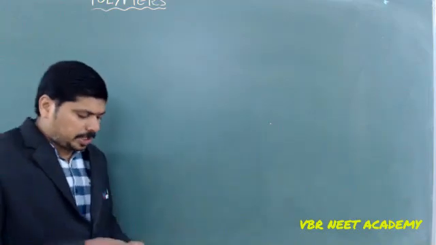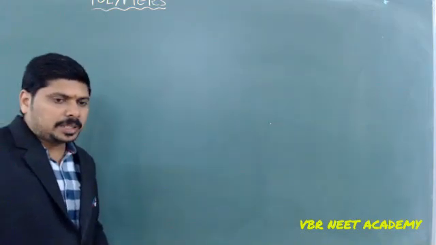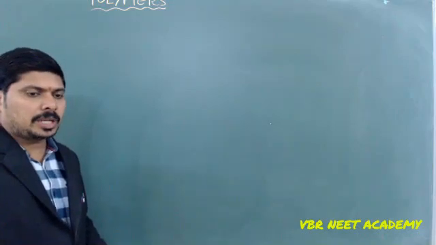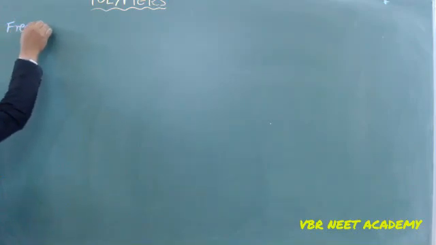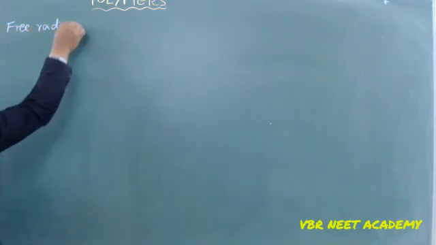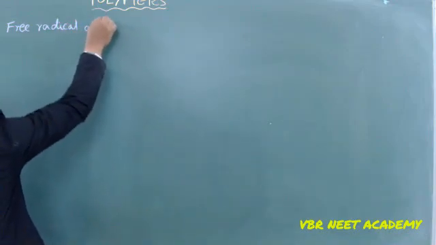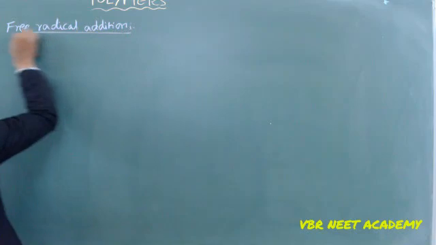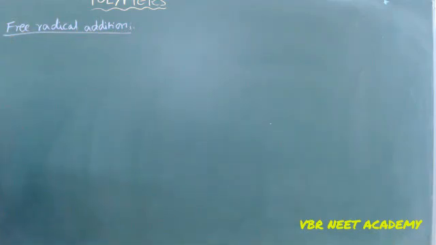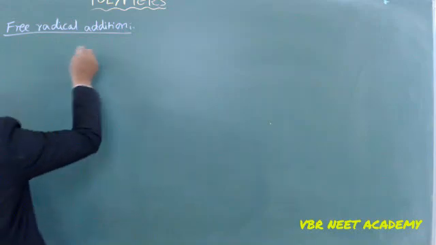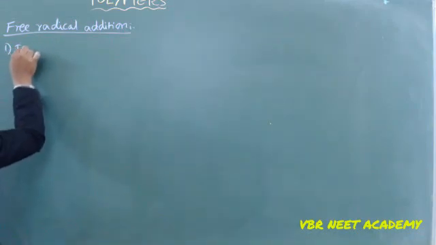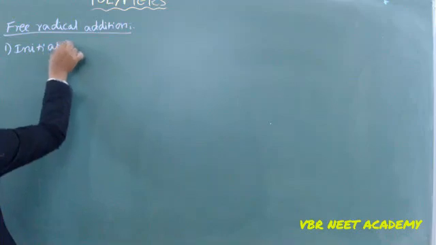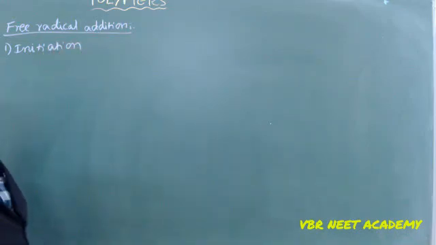So when we are going to take the addition polymerization, that addition polymerization is going to have three types of mechanisms, I said. So first one we will see the free radical mechanism. So free radical addition polymerization is going to have three steps: initiation, propagation and termination. So how the initiation is going to take place?